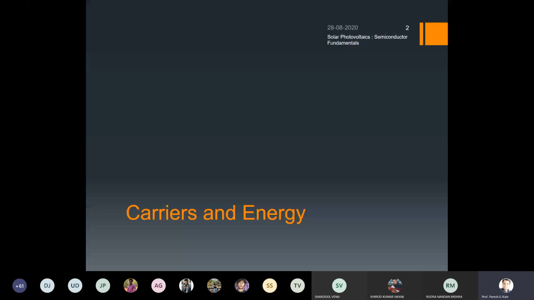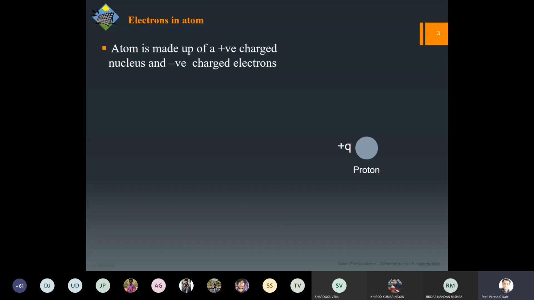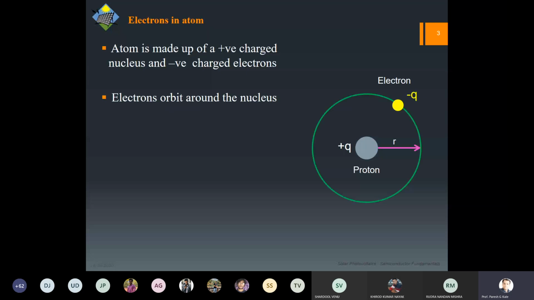So let us start with the carriers and energy. Obviously, the carrier for us in electrical is the electron, because that is responsible for conduction. So there is a positively charged nucleus, and then there are negatively charged electrons revolving around it like a solar system. That is what Bohr's model is, and moreover, it's a roughly correct model.